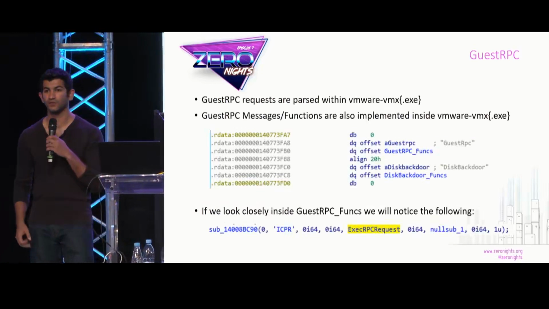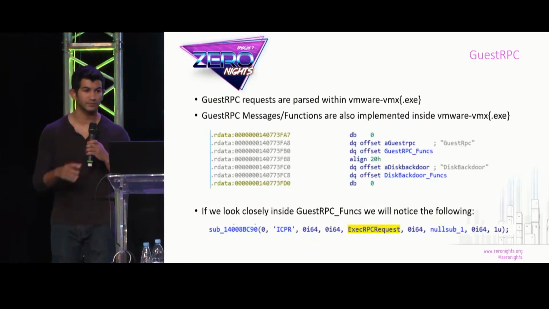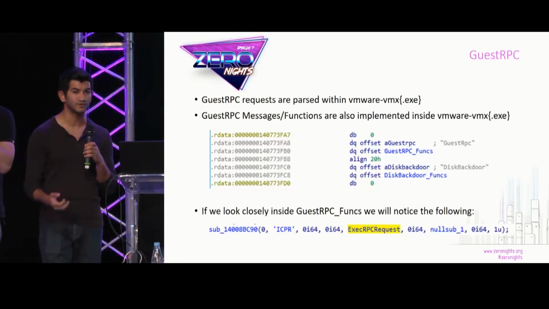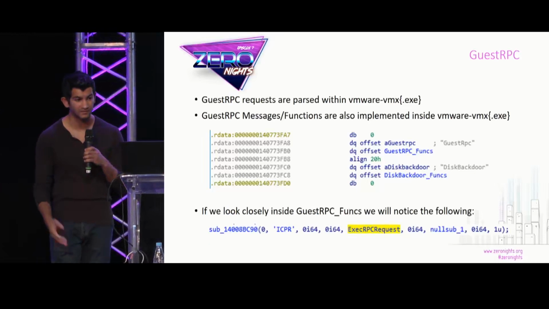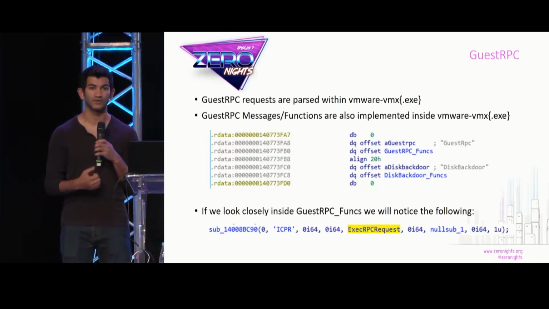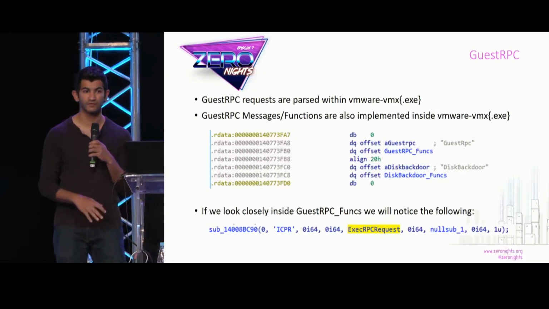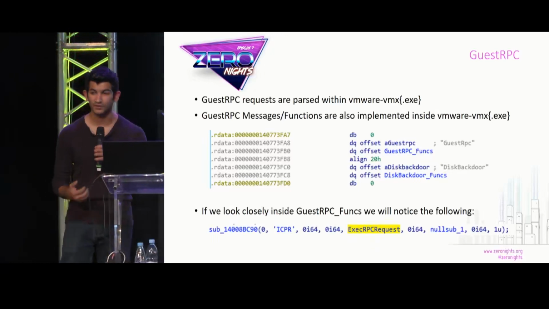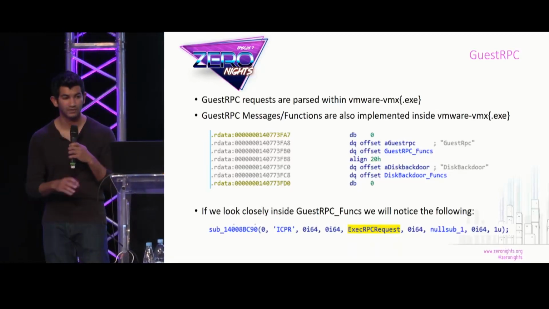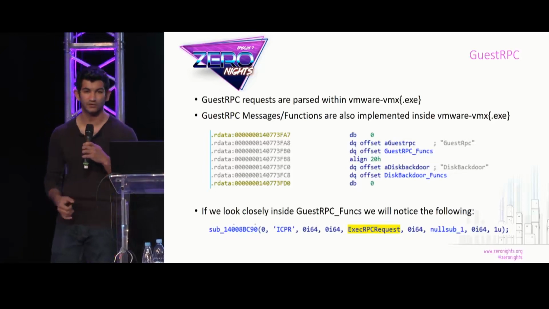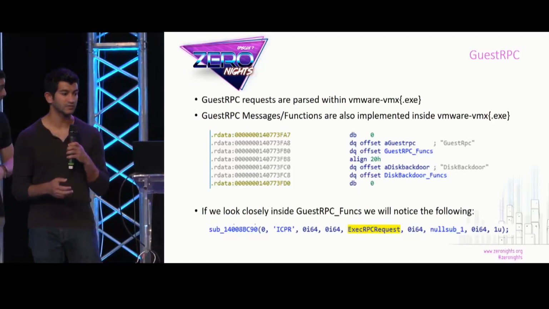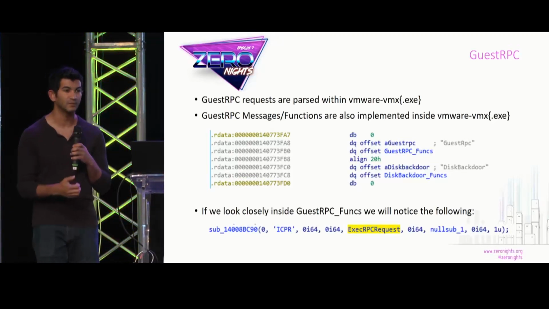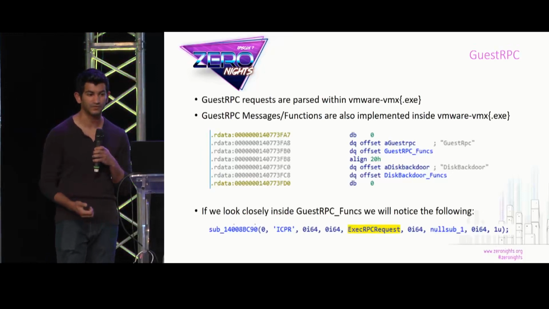So if you want to understand what those requests look like and how they're actually parsed, you have to look at VMware VMX or VMware VMX.exe, because that's where they're parsed and that's where the code that implements them all exists. You can find it by just doing a string search for guest RPC, looking at the cross-refs for it, and then looking for the one right below it that has a pointer to a function. If we look at that function, we'll see some function being called with ICPR or RPCI backwards as an argument, and another argument is a function that's the callback. And that callback is responsible for executing the RPC requests.